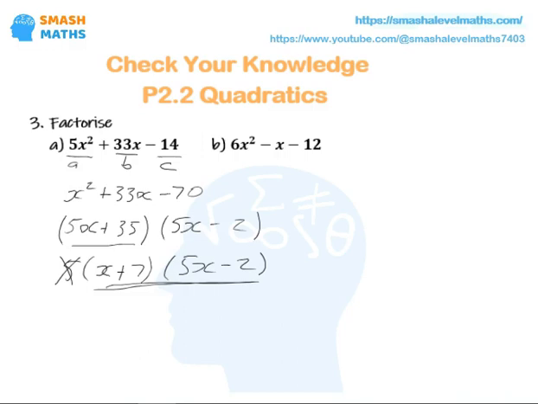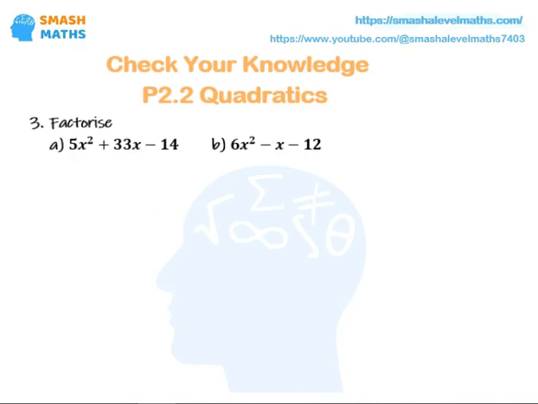Let's just double check it. So we've got 5x squared, that's the bits in the middle. So we've got there's my 35x, take away the 2x, and then finally there's the minus 14, and that's now all working out ever so nicely.